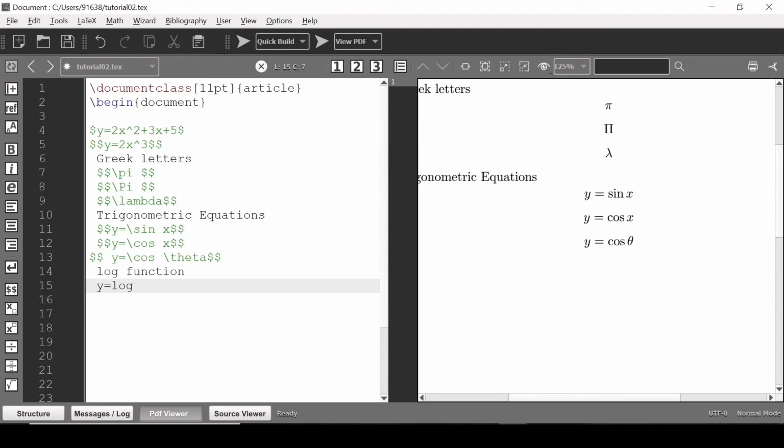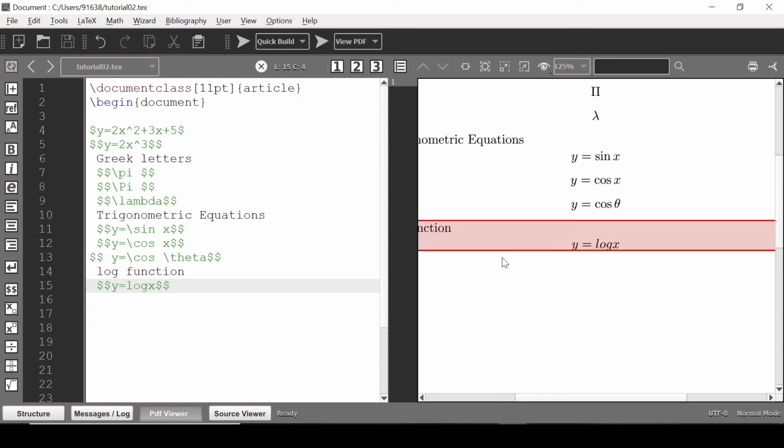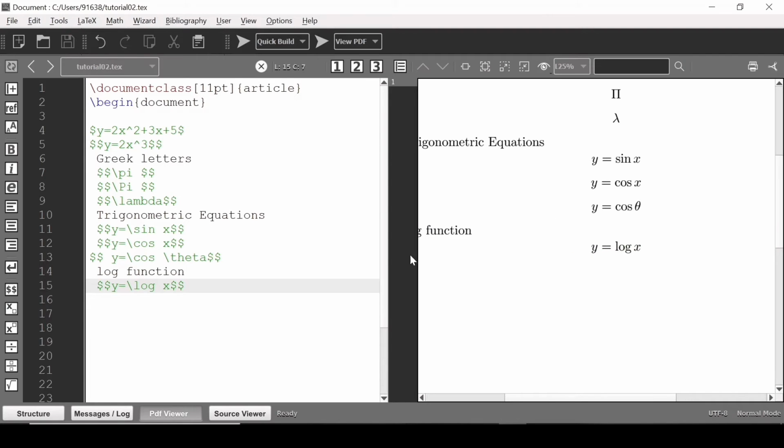So let's write the log function. For writing the log function, as simple as that, y equals log of x in a double dollar sign. Let's see the result. y equals log of x. So let's put a backslash before log. This is better. Like this, you can put equations of functions. You have to put a backslash before the function for a better result.